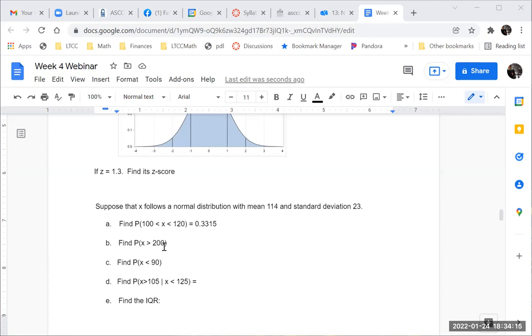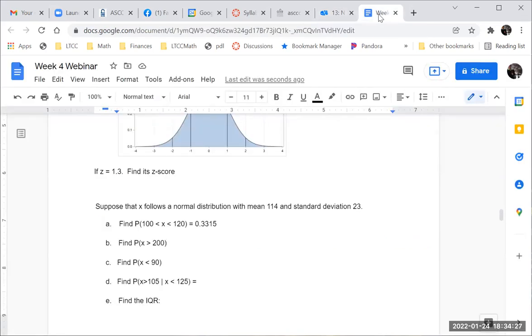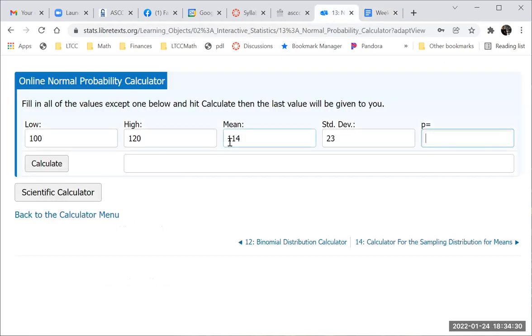Now, the probability that X is greater than 200. That one's a little different. Again, we want a probability, so the P equals we leave blank. And again, we want greater than 200. So what is the lower bound for greater than 200? 201 is a good guess, but this is a continuous distribution. And 200.5, for example, is greater than 200. 200.1 is greater than 200. 200.000001 is greater than 200. So the lower bound is 200.